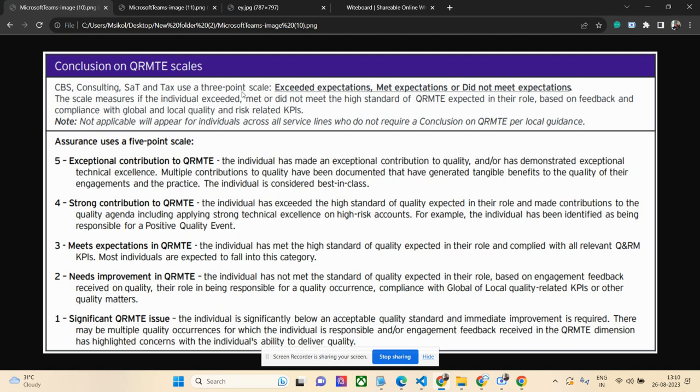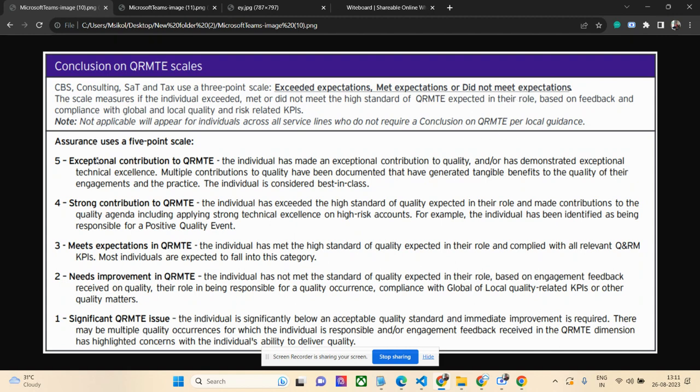There you have a three-scale rating system: exceed expectation, meet expectation, or did not meet expectation. In most cases, about 80%, you'll get meet expectation, and I believe in 15% of cases they will give exceed expectation, and in the last 4-5% did not meet expectation. That is very exceptional, only a handful of people may get it. I haven't seen any of them as of now.